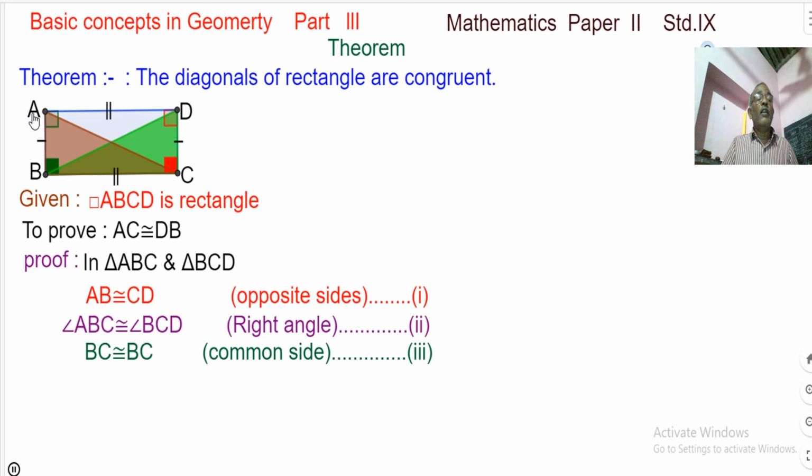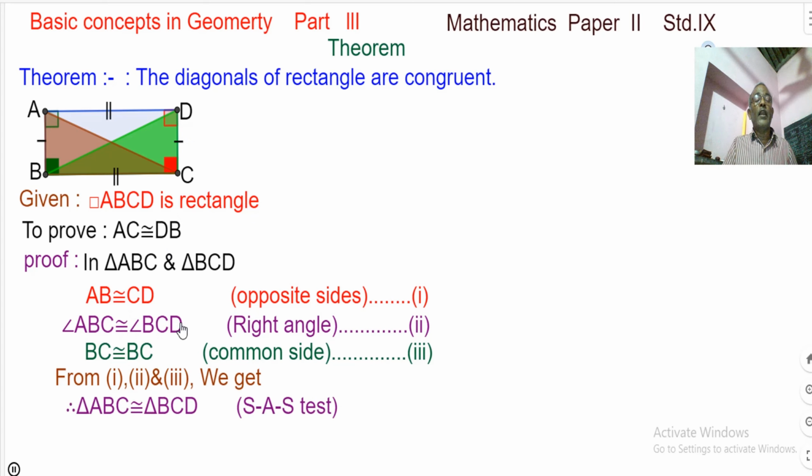Next, angle ABC congruent angle BCD. Here both are right angled. Next, BC congruent to BC, this is a common side. So 1, 2, 3 gives us triangle ABC congruent triangle BCD. This test is known as SAS test.